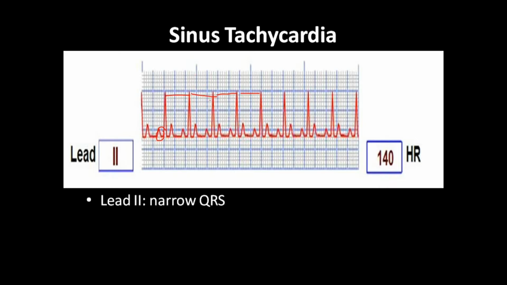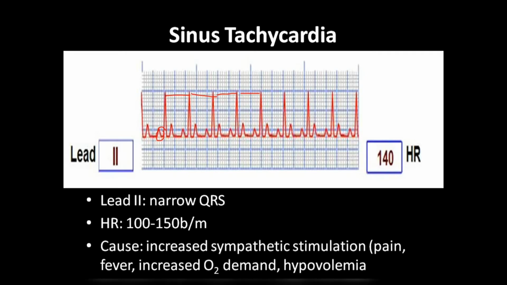A narrow QRS complex is a typical feature of sinus tachycardia, and the heart rate will lie between 100 and 150 beats per minute. The cause of this kind of tachycardia is increased sympathetic stimulation, mainly because of pain or fever, increased oxygen demand like mountain climbing, or hypovolemia because of low blood volume. In such cases, sinus tachycardia is a common feature.